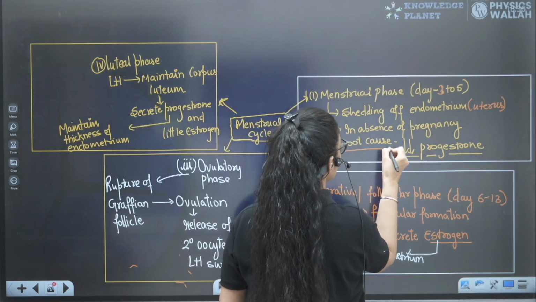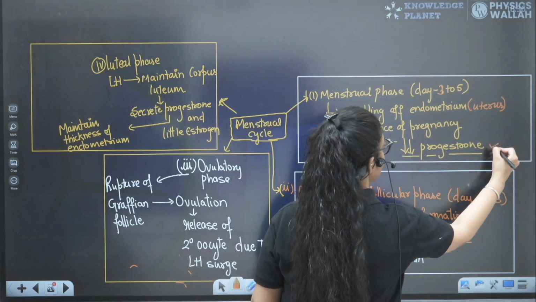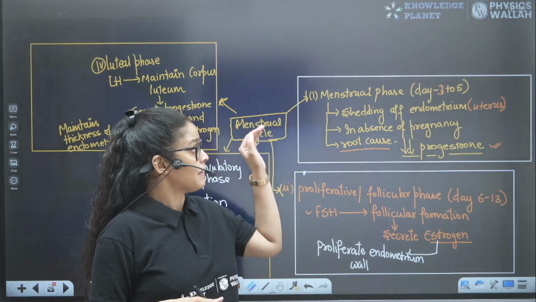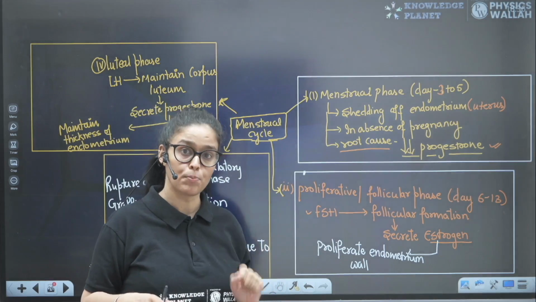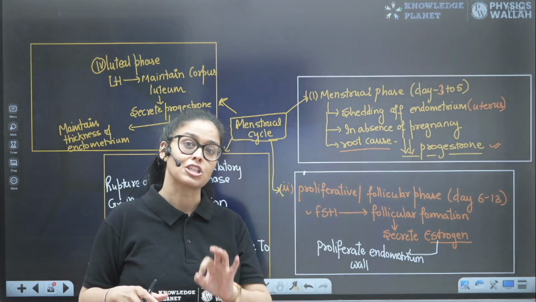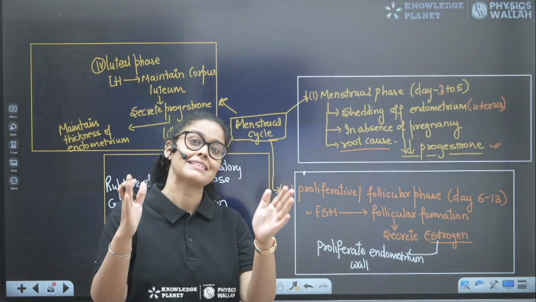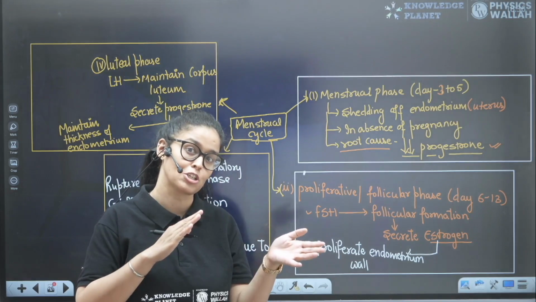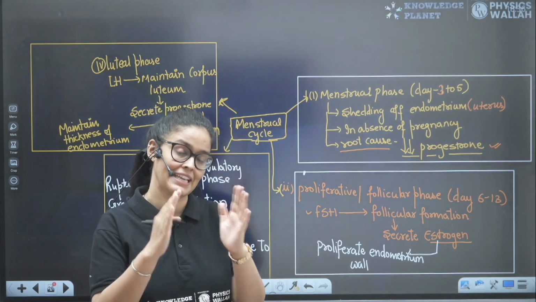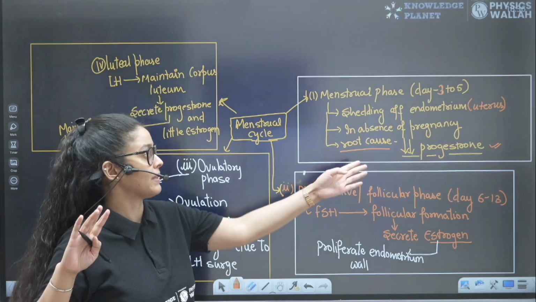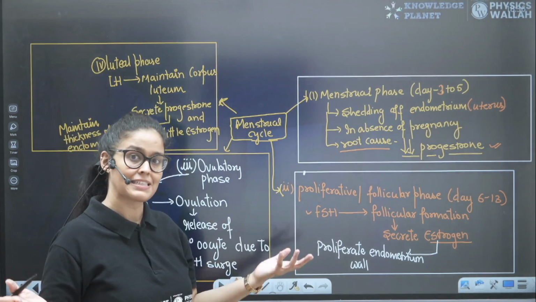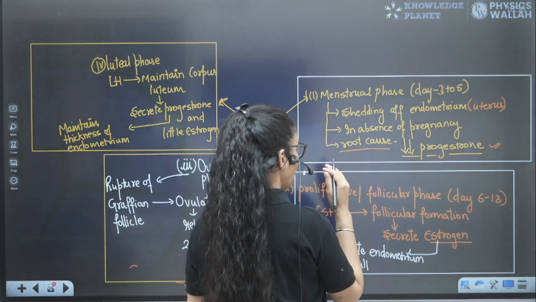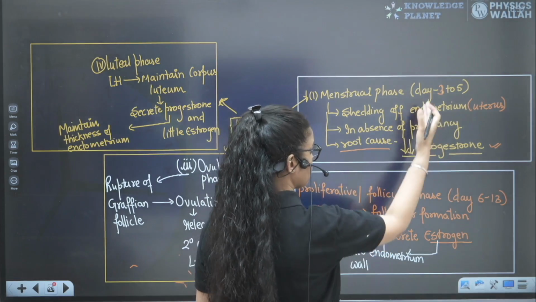And what is the root cause of the menstrual phase? Decrease in progesterone. Although all the hormones are very low at this time, menstrual bleeding happens due to low progesterone, because I have told you progesterone helps maintain the thickness of the endometrium lining, right? It maintains the pregnancy. P for progesterone, P for pregnancy, maintaining the thickness of the endometrium throughout the pregnancy. So when this hormone drops down, the endometrium lining will be shed off. Now after 3 to 5 days this happens.